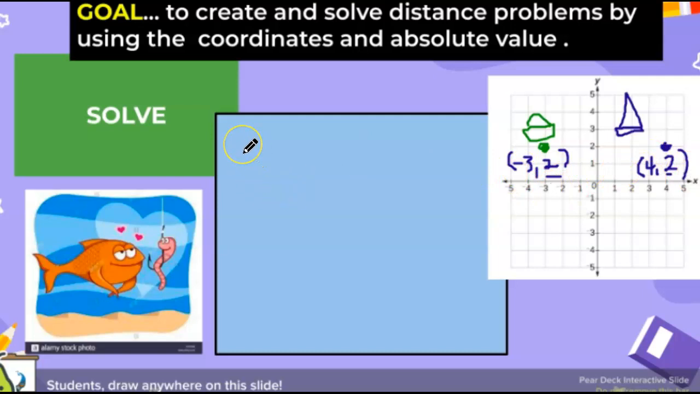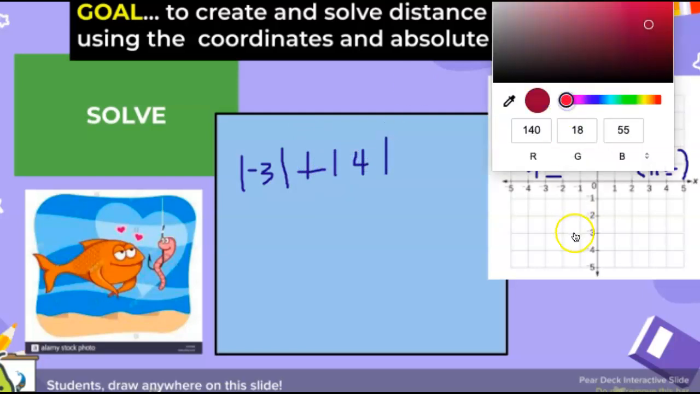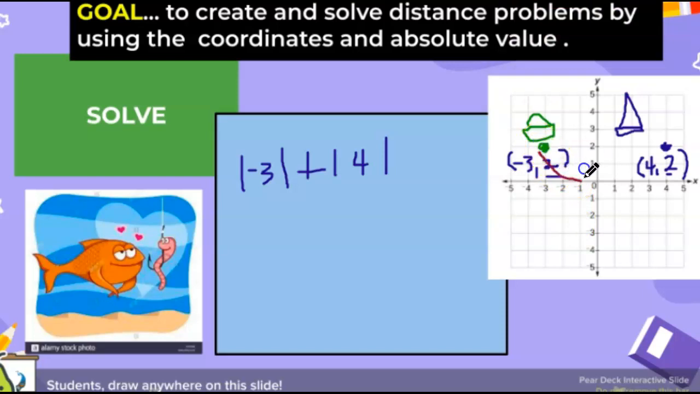So it means we're going to find the absolute value of -3 plus the absolute value of 4. Because they are in different quadrants, you are going to find the distance from here to here and from here to there. So this distance plus that distance. All right? So that's 3 and that's 4. So that's 3 plus 4. So let's say we're talking about each of these is 1 block. So you could say 7 blocks.